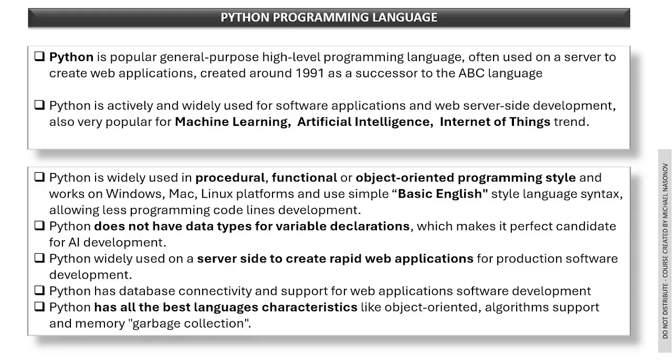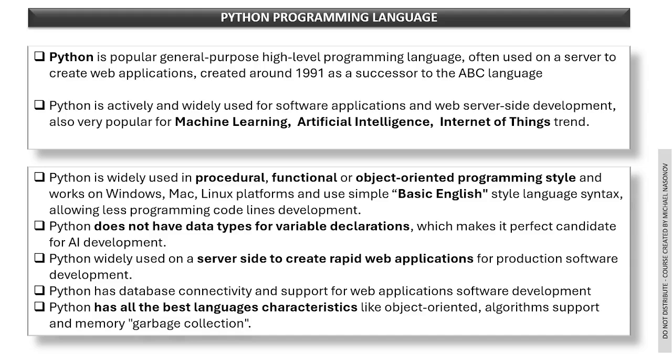Python is widely used in procedural, functional, or object-oriented programming styles and works on Windows, Mac, and Linux platforms. It uses simple, basic English-style language syntax, allowing development with fewer lines of code. Python doesn't have data types for variable declarations, which makes it a perfect candidate for artificial intelligence development.